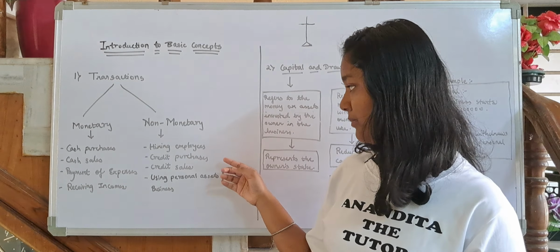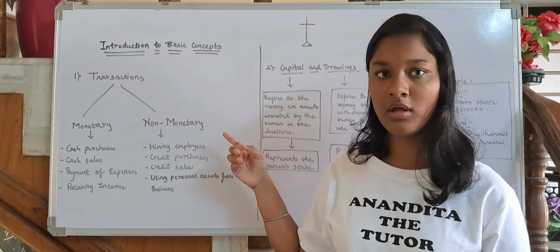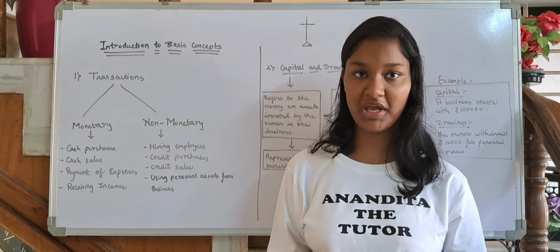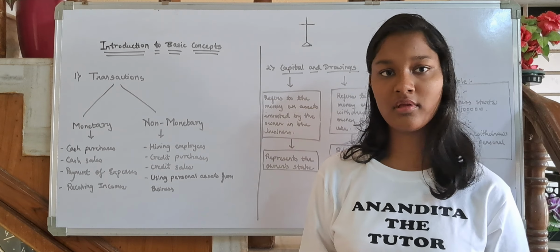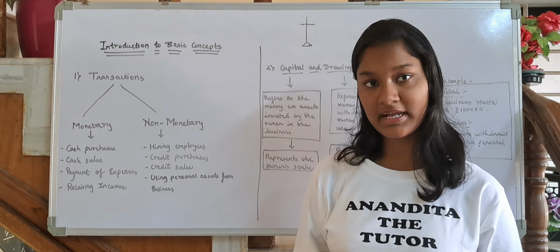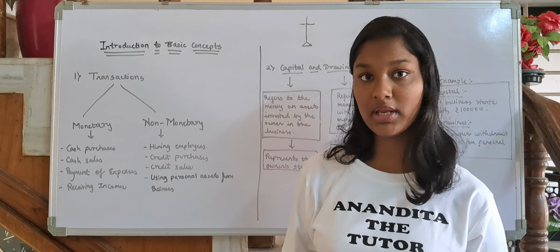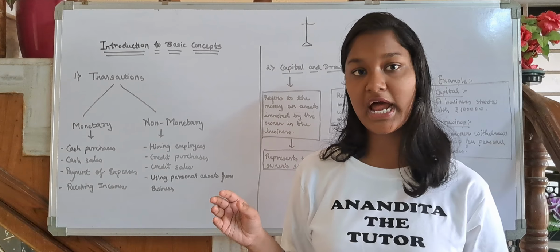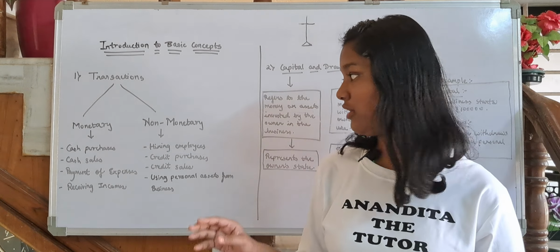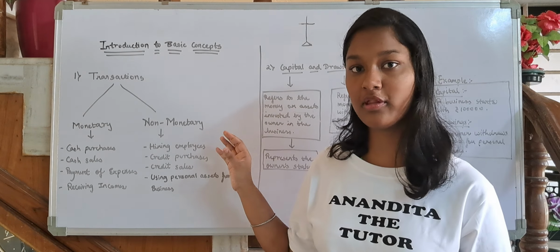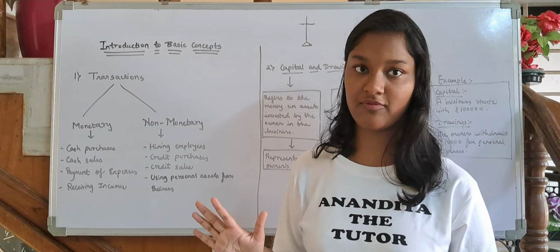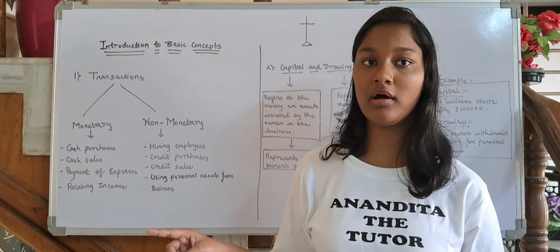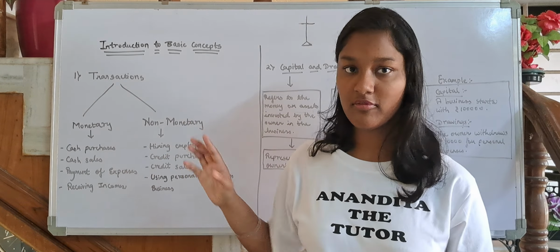So here are some examples. The first one is hiring employees. Now you will ask, money is included, right? Because you are going to pay the salary to the employees. But are you paying the salary right now? You will pay it when the time comes, like after a month or so. So hiring employees is a non-monetary transaction as of now. When you pay the salary, it will come under monetary transaction.